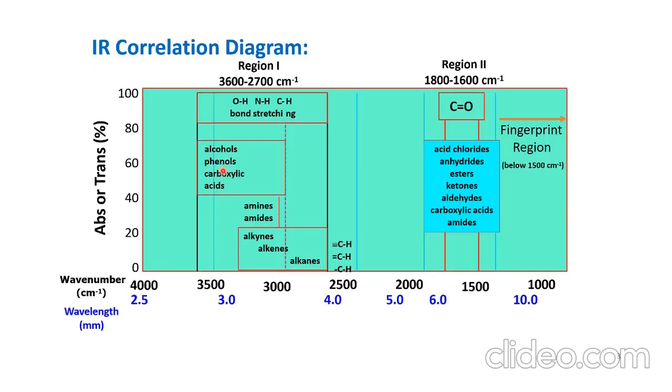So this is the IR diagram. Basically, this region is mostly the stretching vibration modes, and the second region is based on the bending vibration modes, and the region below 1500 is the fingerprint region.